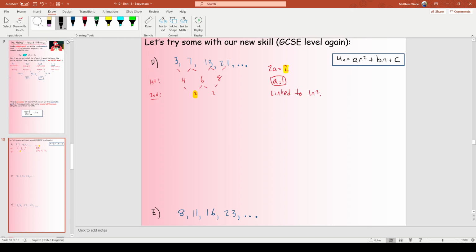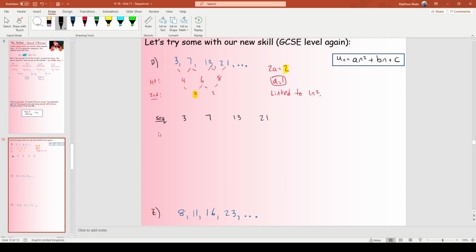Here's what you're going to do now, okay? Now it's just a matter of learning this pattern. So it's linked to 1n squared. So here's what you're going to do. Step 1 is you're going to rewrite the sequence in a little table, okay? So what's our sequence going to be? Well, it was 3, 7, 13, and 21, okay?